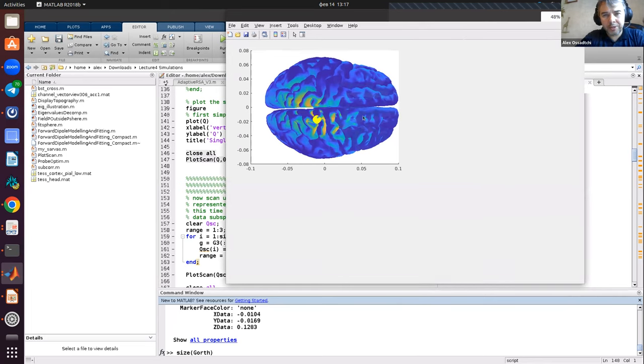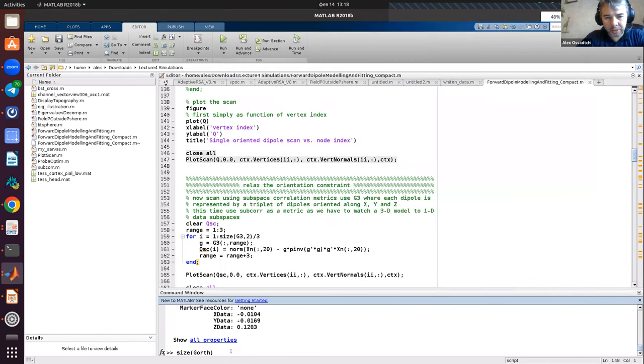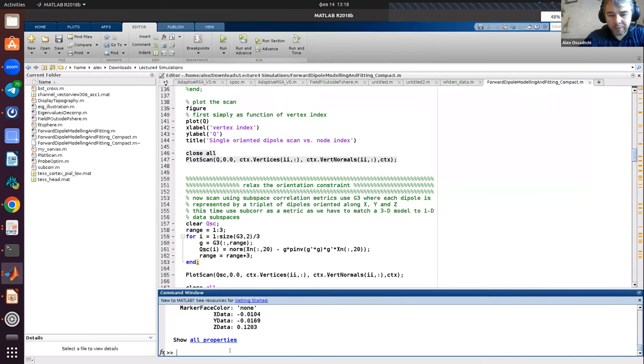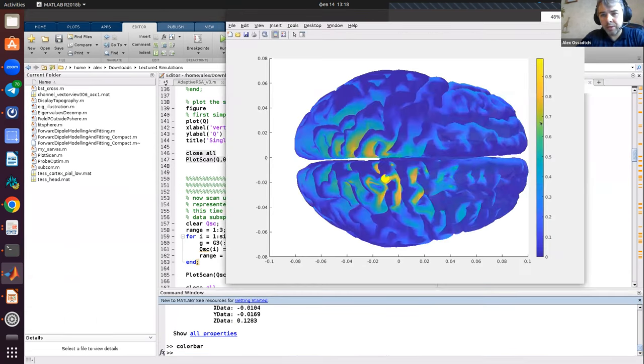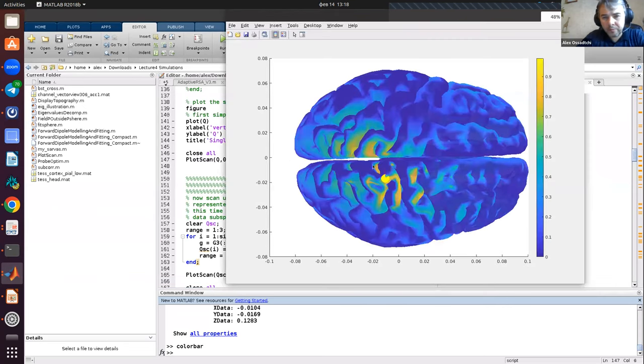That's how it looks. Each patch is colored proportionally to the cosine that the corresponding topography makes with the data. See, this is the scale of the absolute cosine. I made it the absolute cosine, so let's stick with that for now. See, this yellow dot shows where the true source is.